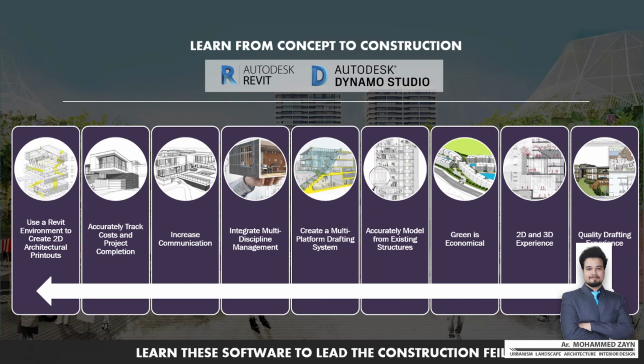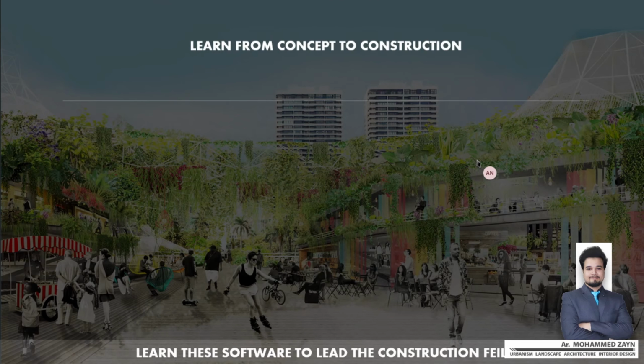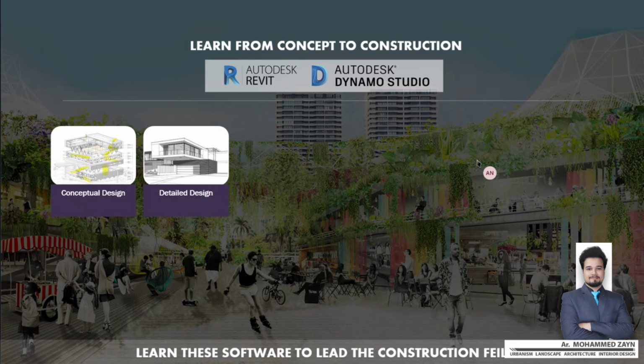As Revit offers collaboration with all other software and all other departments, it's very easy to coordinate, and there is very clear communication with all the aspects of construction like mechanical, electrical, plumbing, etc. Definitely, Revit offers a multi-platform drafting system.